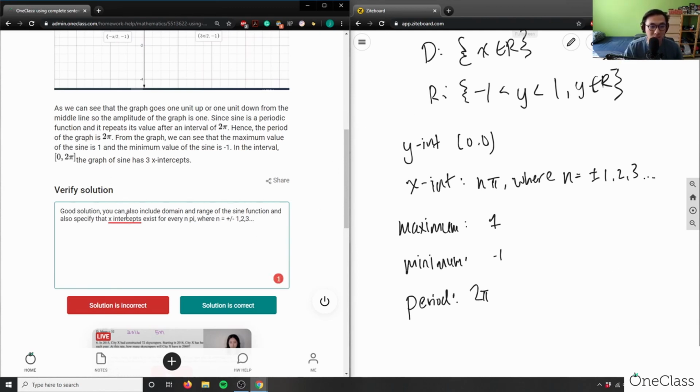So this here is correct. This solution here is correct, but you can also include a little bit more information when we talk about this graph here. So the solution is correct.